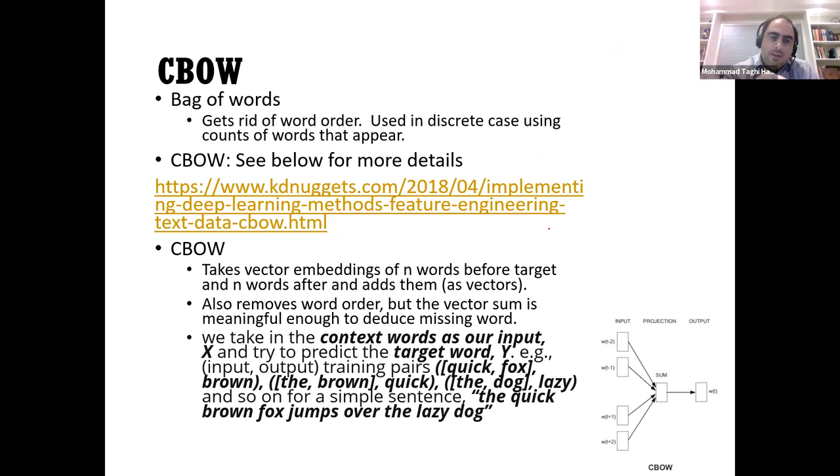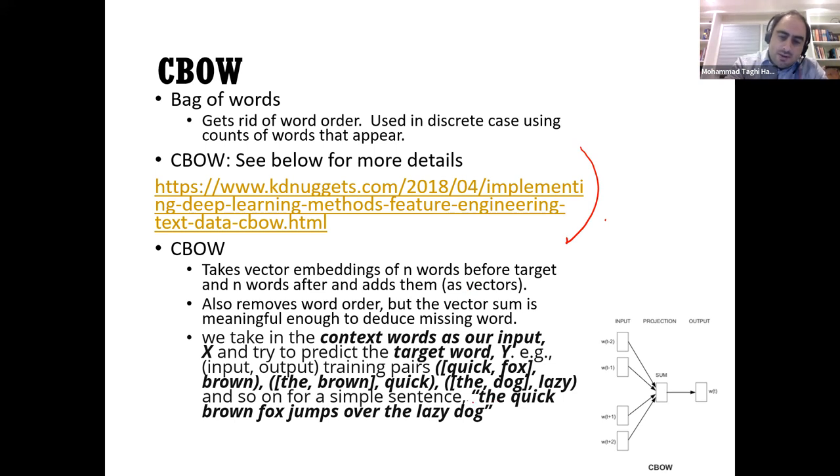So let's go first with the CBOW. Here we have the bag of words idea. There we don't make use of the order of these words. In the continuous version, we don't get rid of the order. The order is important, as we discussed. To see more details about this, you can go to this reference, which is a good one that gives you the ideas. But let me see the way that I do that.